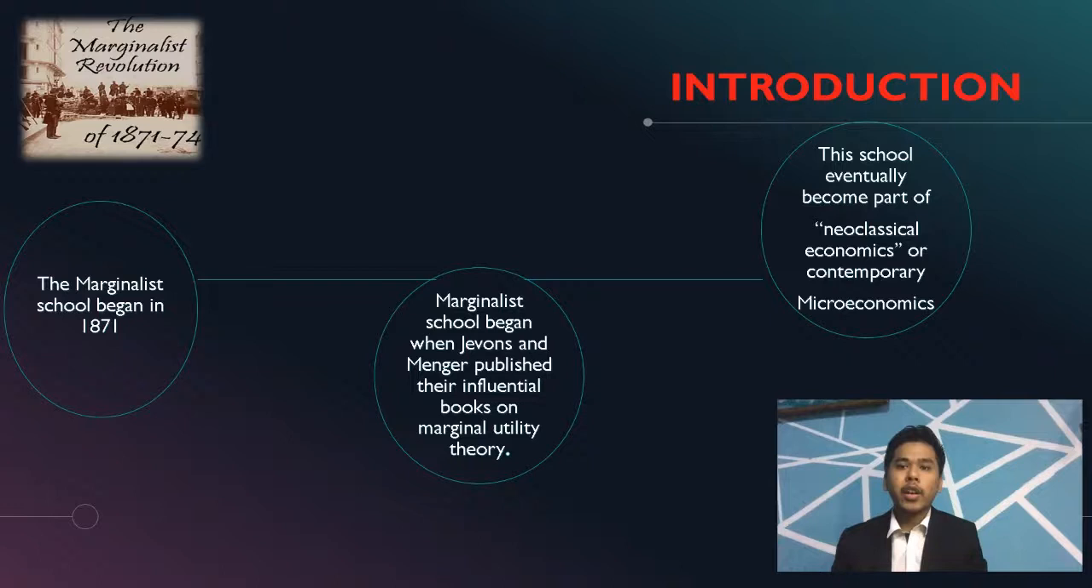The Marginalist School actually began in 1871 when Jevons and Menger published their influential books on marginal utility theory. Several foreigners, Antoine Cournot and Jules Dupuit, predated them in the use of marginal analysis in economics. Several second generation marginalists, Edgeworth and Clark, expanded the theory further. This school eventually became part of neoclassical economics, or contemporary microeconomics.